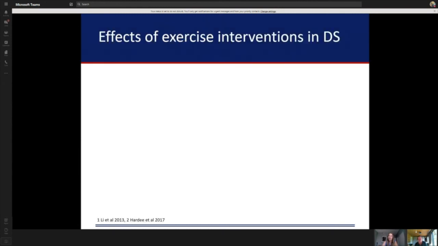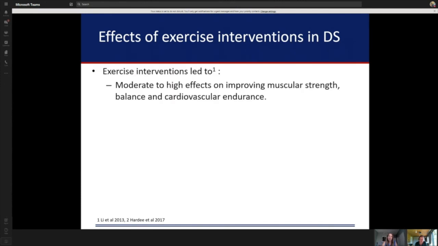For both populations I'm talking about, I'm going to cite 2 literature reviews that provide a lot of detailed information. I could talk an hour about these literature reviews, but I will really keep this part short because the reviews in themselves give you all the information if you're interested in these parts. So the first review is from Lee et al. in 2013, and the conclusion of that review was that there are moderate to high effects on improving muscular strength, balance, and cardiovascular endurance of exercise interventions in individuals with Down syndrome specifically.